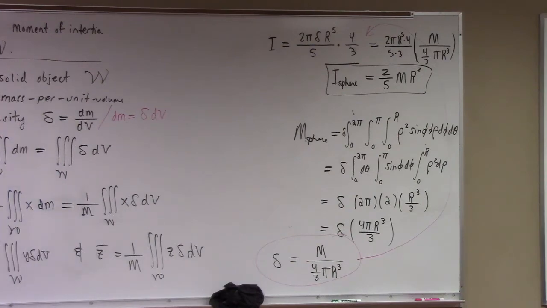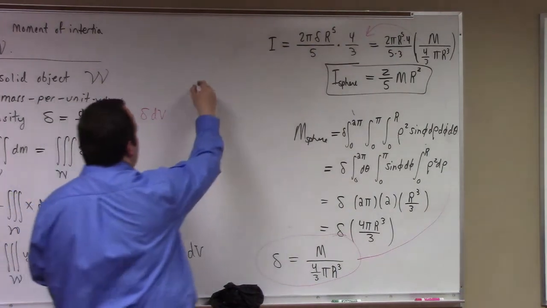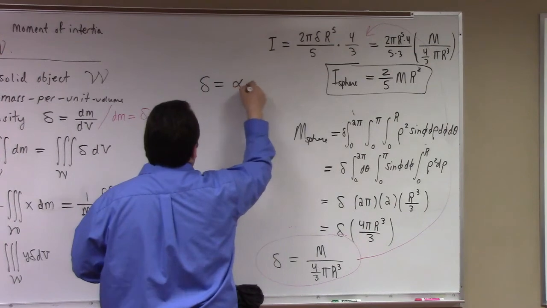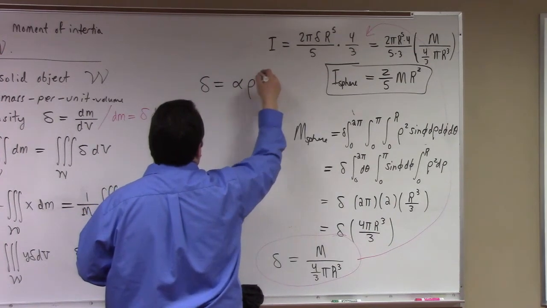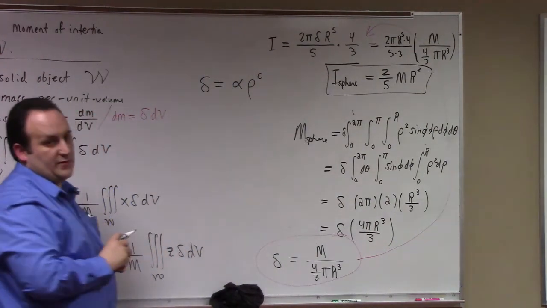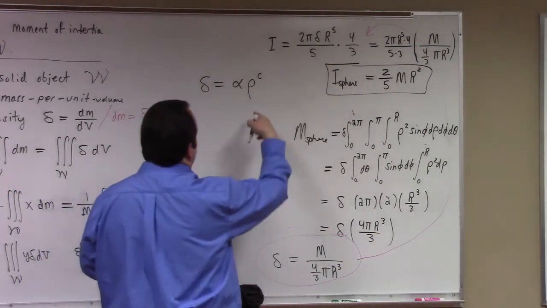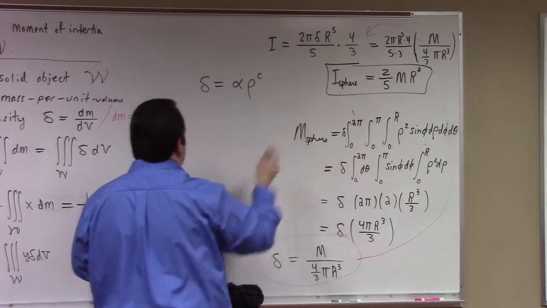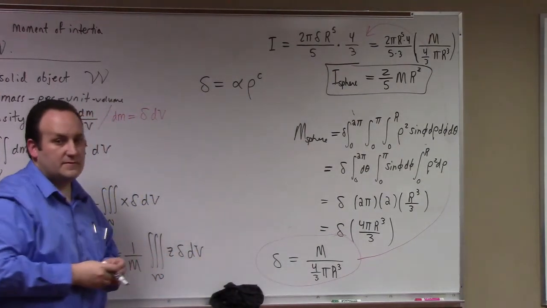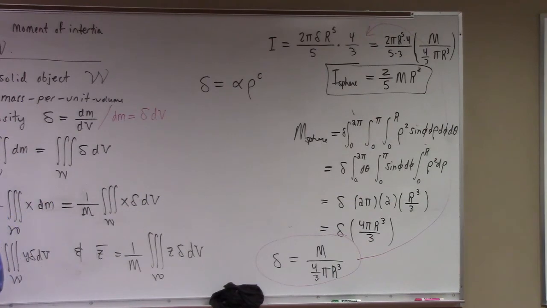Now, your homework problem will be a little bit different, because in your homework problem, your delta, rather than just being a constant, is alpha rho to the c. There's a homework problem like that, right? Where alpha is a constant and c is a constant. So essentially, for the problem I just worked, we put c equal to 0 and delta is just alpha. Or you could say alpha is delta. I hope that helps you with that homework problem a little bit. Any questions?